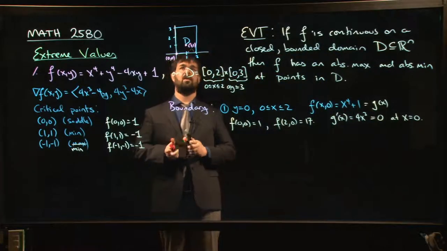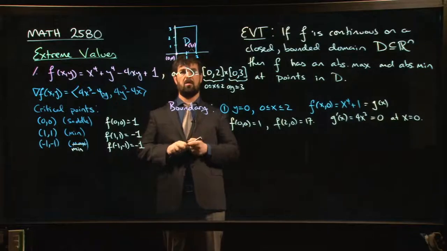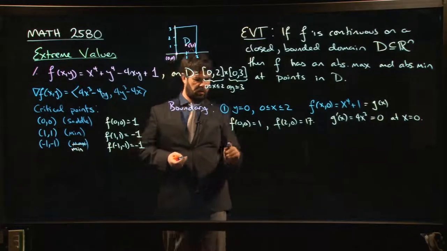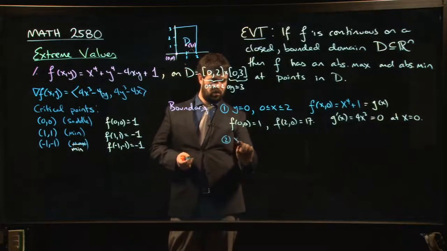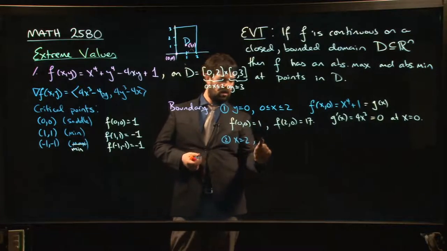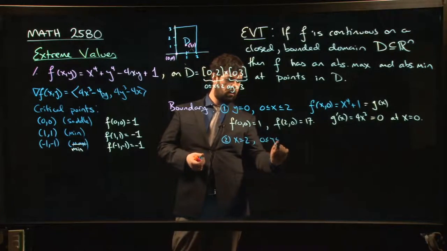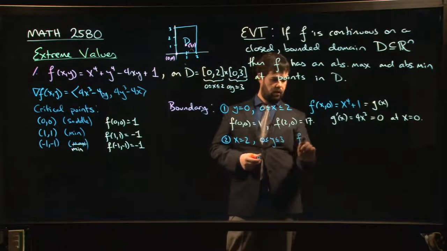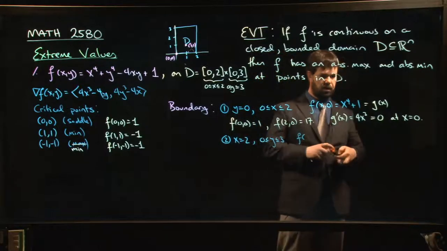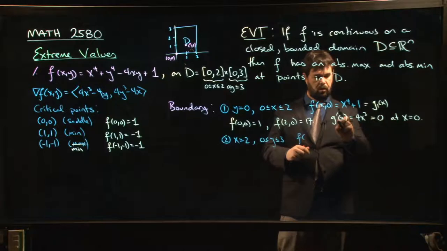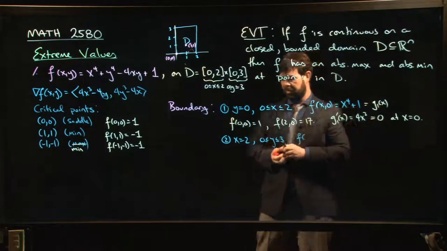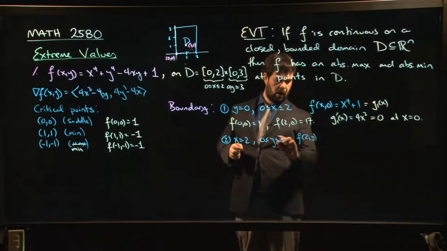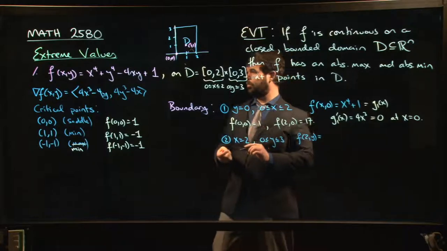All right, which part of the rectangle should we do next? Why don't we just work our way around, going counterclockwise. So the next one we'll do is, we're going to set x equal to 2, and we're going to let y run from 0 to 3. Since we're going to have to do this 4 times, let's call this g1. I might run out of letters, at least letters that we like to use for functions. So we're going to do f of (2, y).